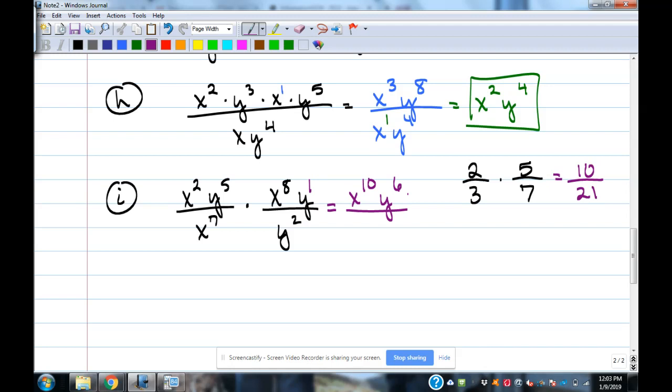On the bottom, can we combine those exponents? Why not? Different base. The base is not the same. You can't put them together, right? So that's just going to be x to the 7th y squared. Once I get here, I can do my quotient rule. Subtract the x's: 10 minus 7 is 3. 6 minus 2 is 4.